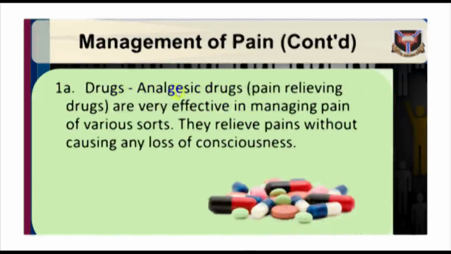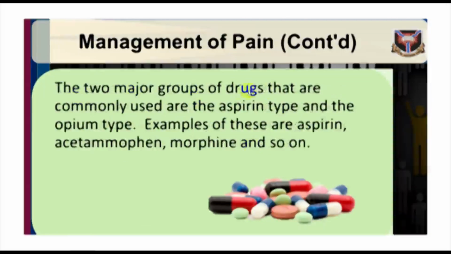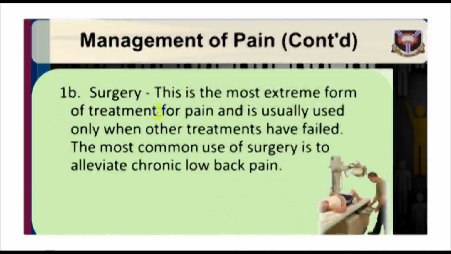A. Drugs. Analgesic drugs, that is, pain-relieving drugs, are very effective in managing pain of various sorts. They relieve pains without causing any loss of consciousness. The two major groups of drugs that are commonly used are the aspirin type and the opium type. Examples of these are aspirin, acetaminophen, morphine, and so on.